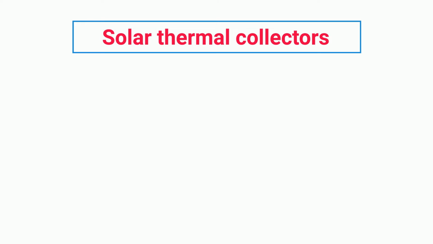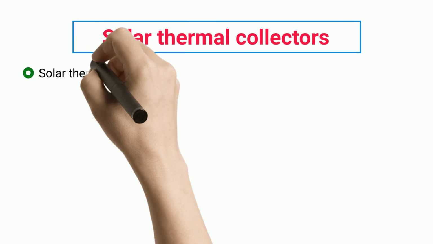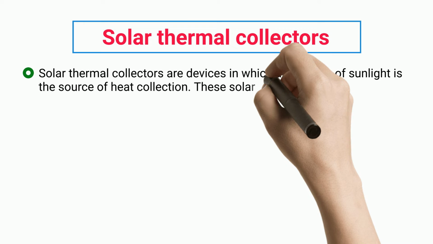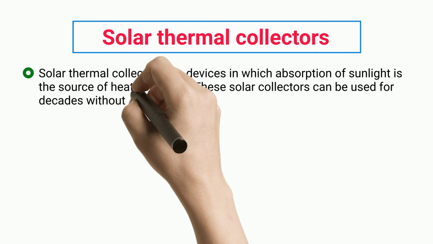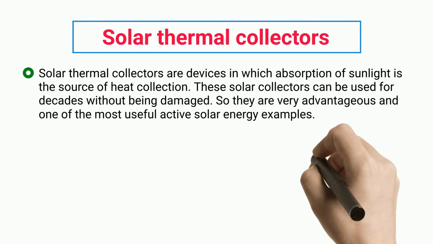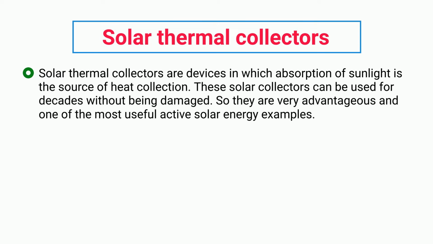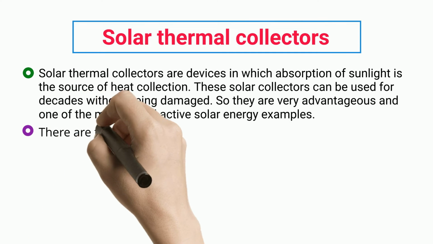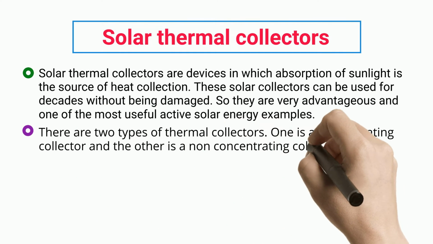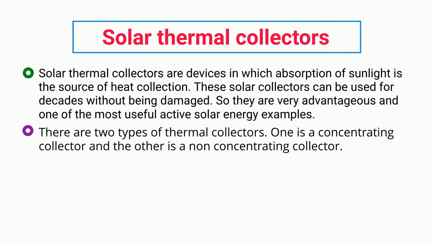Solar thermal collectors. Solar thermal collectors are devices in which absorption of sunlight is the source of heat collection. These solar collectors can be used for decades without being damaged. So they are very advantageous and one of the most useful active solar energy examples. There are two types of thermal collectors. One is a concentrating collector and the other is a non-concentrating collector.